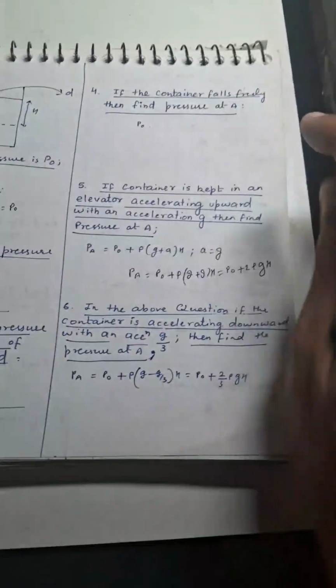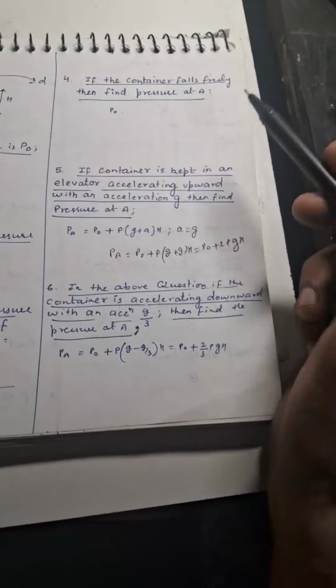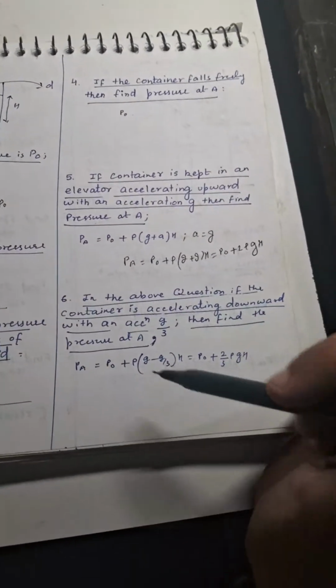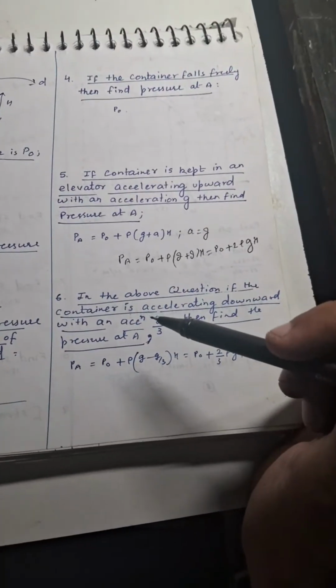Now for a freely falling container, pressure will be equal to P naught. So pressure will be the same at every point. Now if the container is kept in an elevator accelerating upward, we replace g by g effective, which will be g plus a in this case. In moving downward, we replace g by g minus a and can solve the question easily.